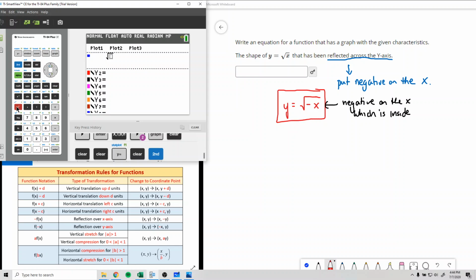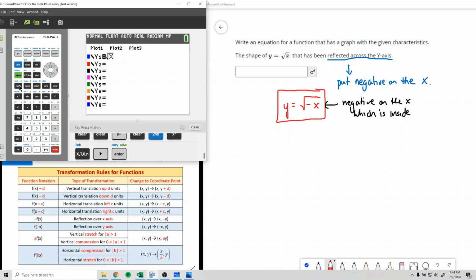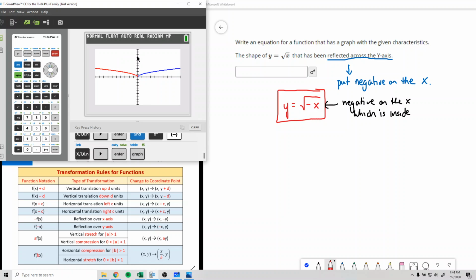And the square root button is right here. The square root of x is going to be in blue, and the square root of negative x is going to be in red. Right, so if this is the y-axis, you can see the blue is the original right here. And if we reflect that across the y-axis, it goes back here, and that's exactly what we got. So we can use our calculator to check that it is right.